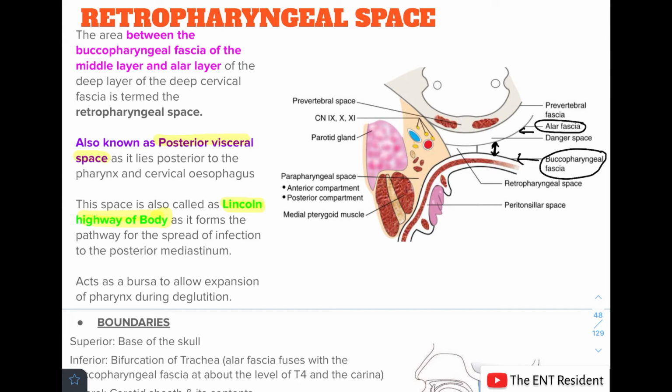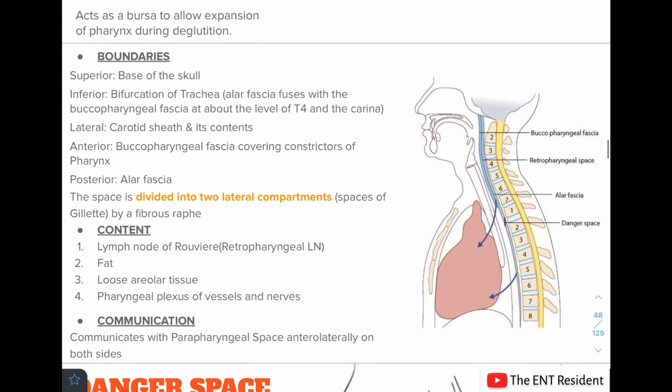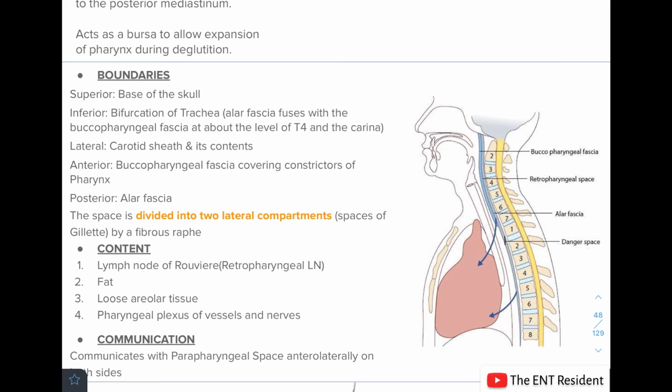This space acts as a bursa to allow the expansion of the pharynx during deglutition. So, you see this space is a potential space which lies behind the pharynx. Now, coming to the boundaries of the retropharyngeal space, superiorly lies the base of the skull, inferiorly is the bifurcation of the trachea. The alar fascia fuses with the buccopharyngeal fascia at the level of T4 and the carina, and this is the lower limit of the retropharyngeal space. Laterally lies the carotid sheath and its contents.